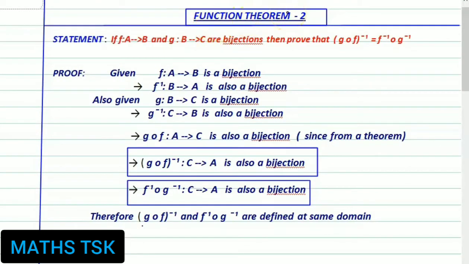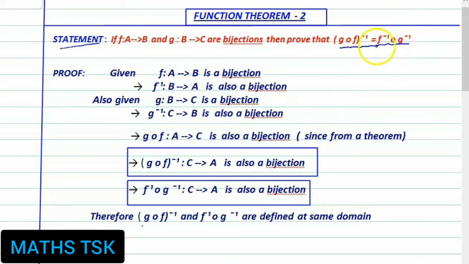Function second theorem statement: if f maps A to B and g maps B to C are bijections, then we have to prove that (g circle f) whole inverse is equal to f inverse circle g inverse. Equal to symbol is there.